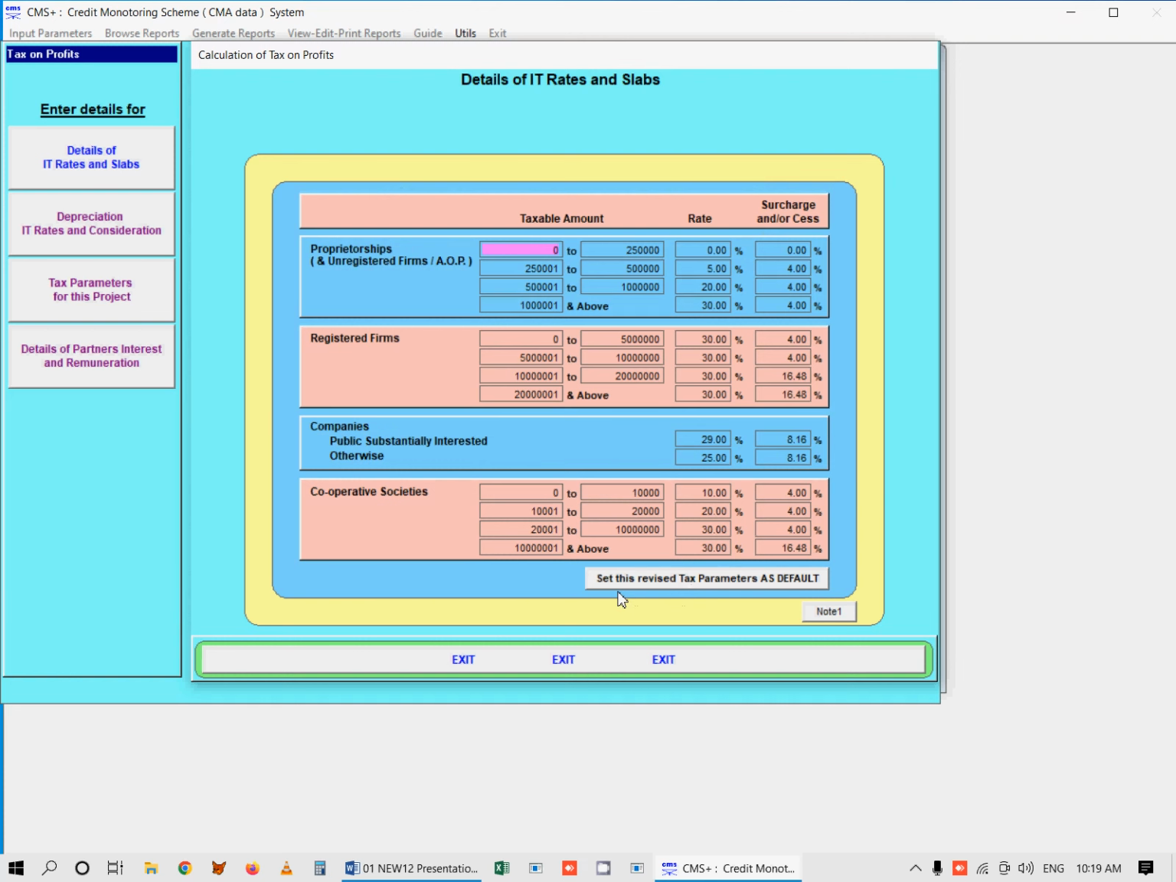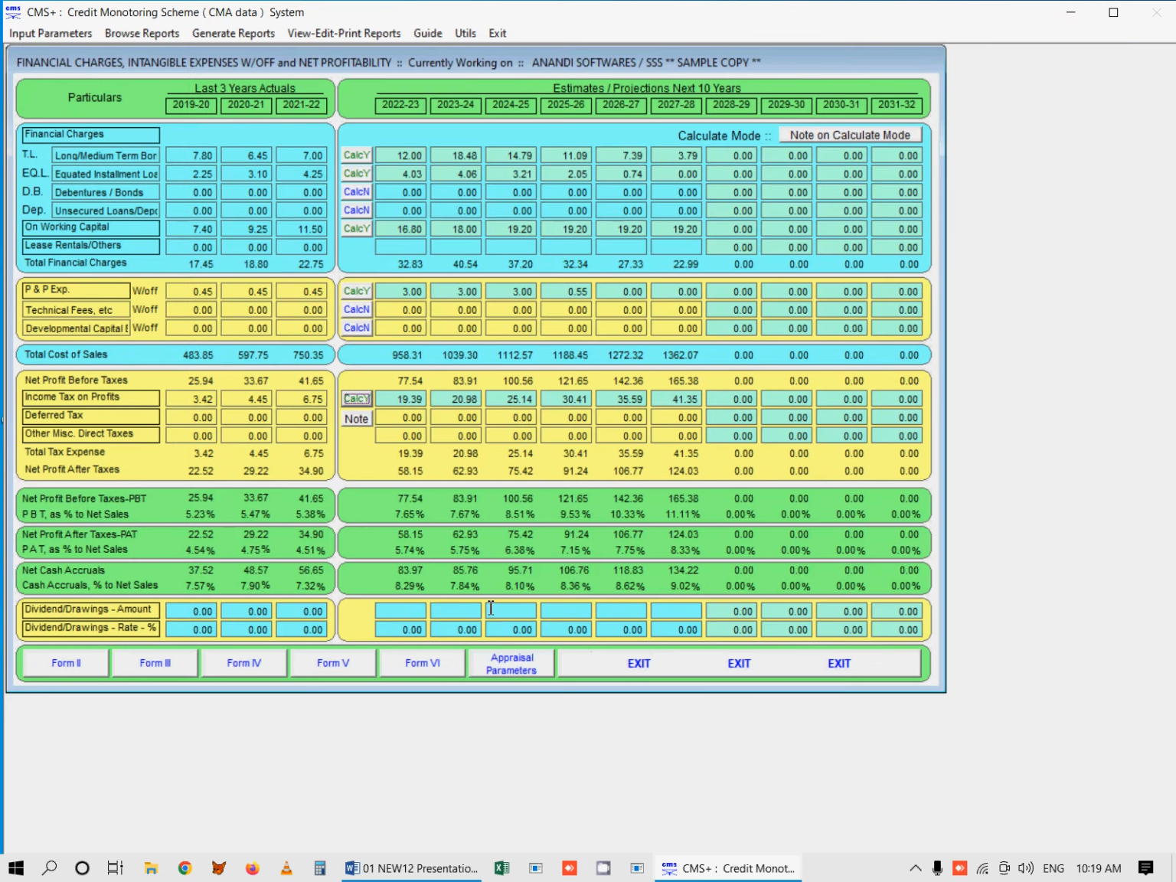As a major aspect, in a running mode with data entry at each field, it would be showing the resultant PBT, PAT and cash accruals as amount and percentage along with actuals, enabling you to vouch and verify the reasonability and acceptance of each of the profitability indices.